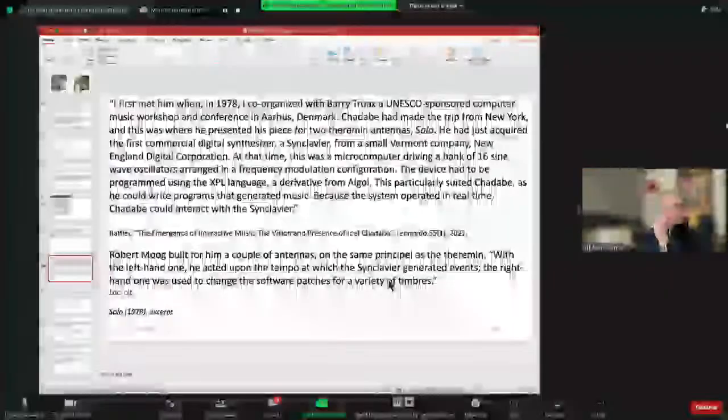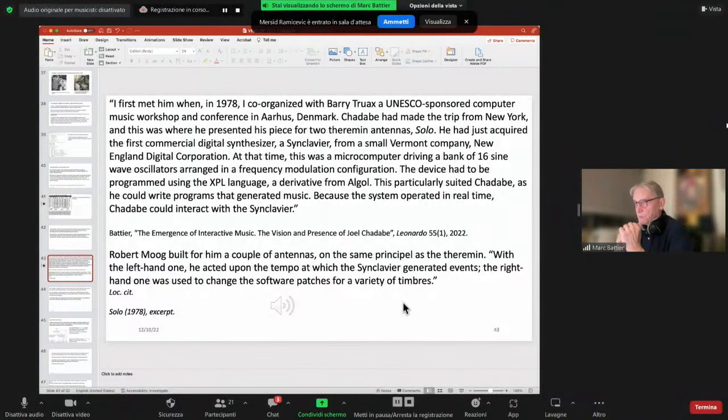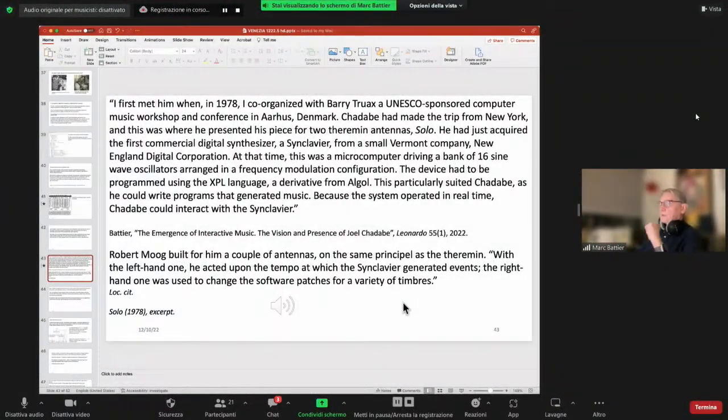I'm going to quote myself, I'm sorry. I first met him in 1978, when I co-organized with Barry Truax a UNESCO-sponsored computer music workshop and conference in Aarhus, Denmark. Chadabe had made the trip from New York, and this was where he presented his piece for 2 theremin antennas solo, of which I'm going to play an excerpt. He had just acquired the very first commercial Synclavier from that small Vermont company, New England Digital Corporation.